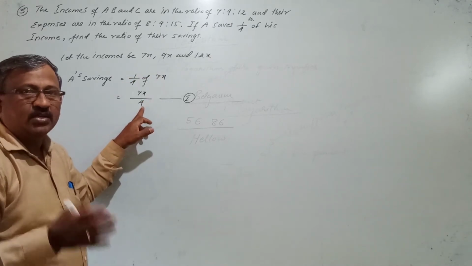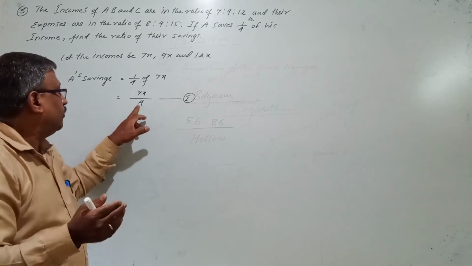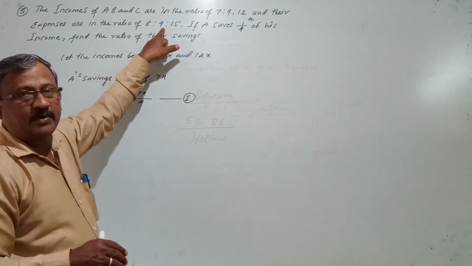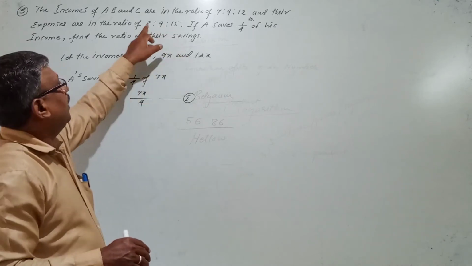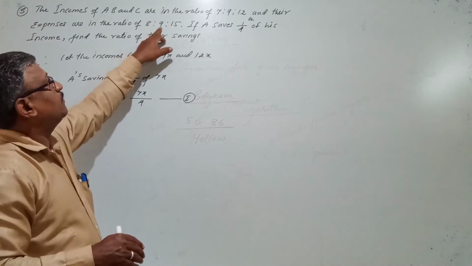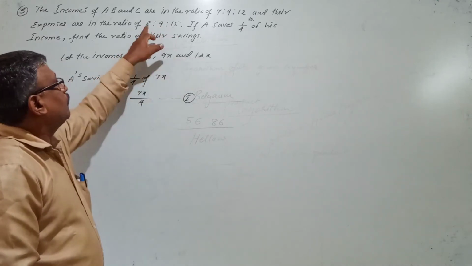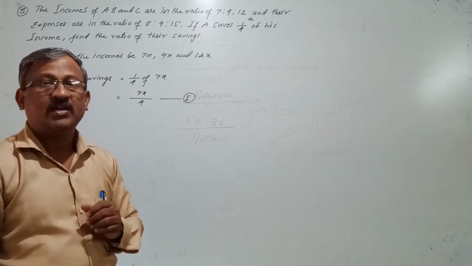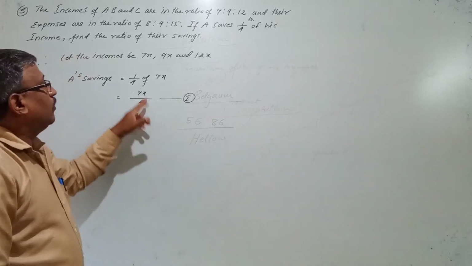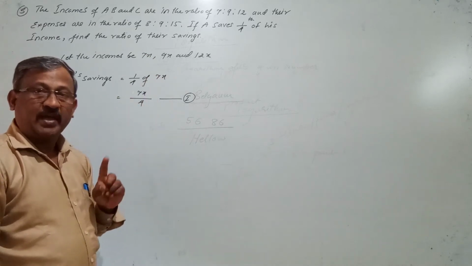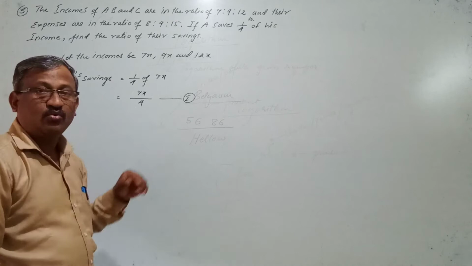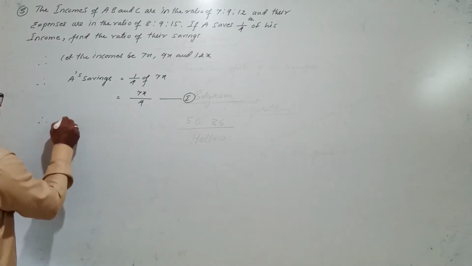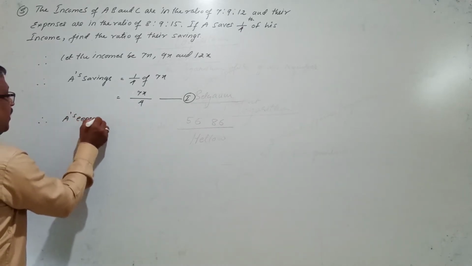We get the expenditure. Once you know A's expenditure, from it we can easily determine B's expenditure, because we know the ratio of expenditure is 8:9:15. 8:9:15 means A spends 8 times, B spends 9 times, and C spends 15 times. So from the ratio of expenditure we can find out their actual expenditure, and once you know their expenditure we can easily determine their savings. Clear? So to calculate B's savings, first you must know B's expenditure, and to calculate that you must know A's expenditure. So let's first calculate A's expenditure. How to calculate A's expenditure? It is A's expenditure.